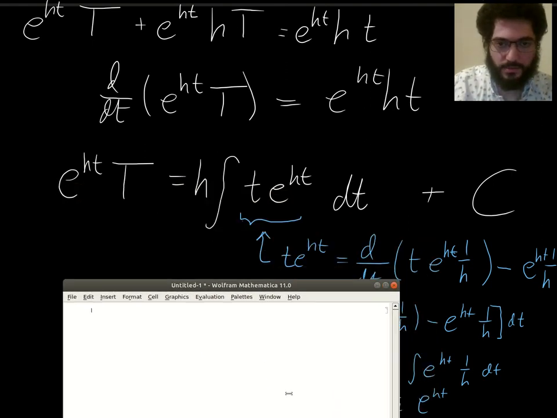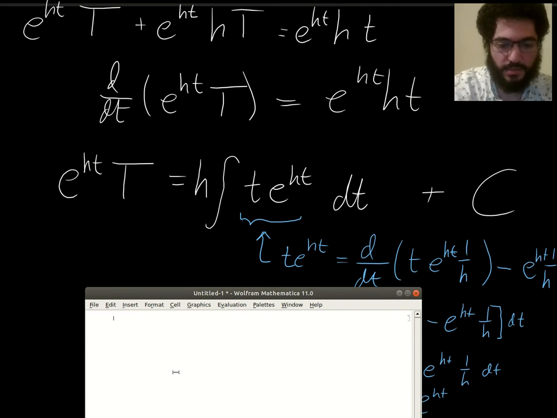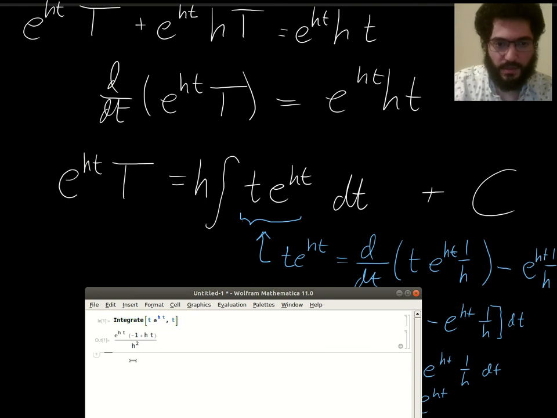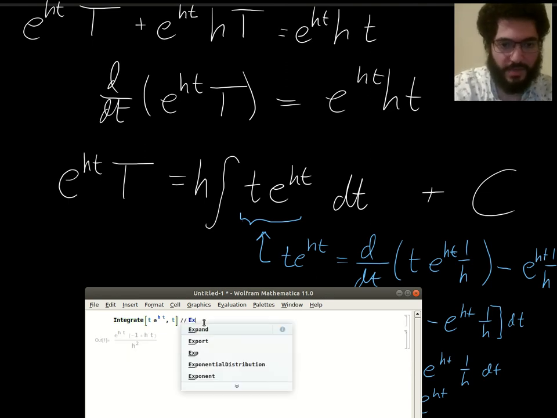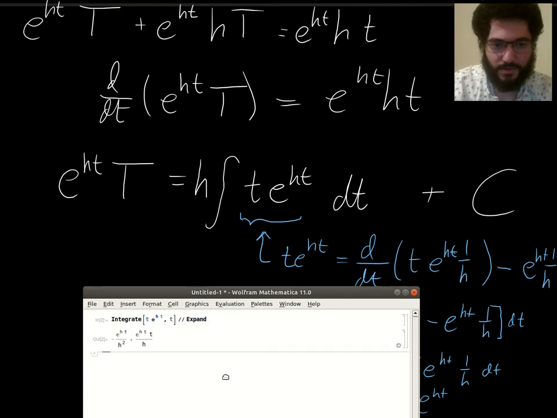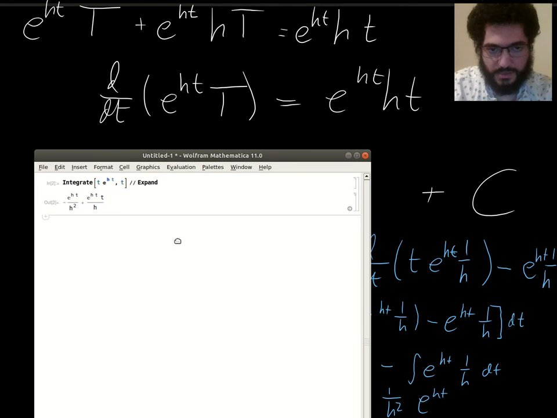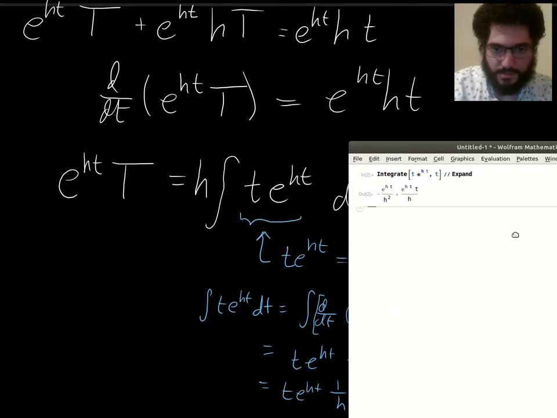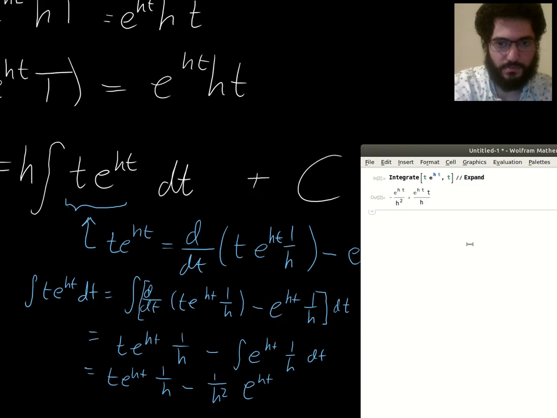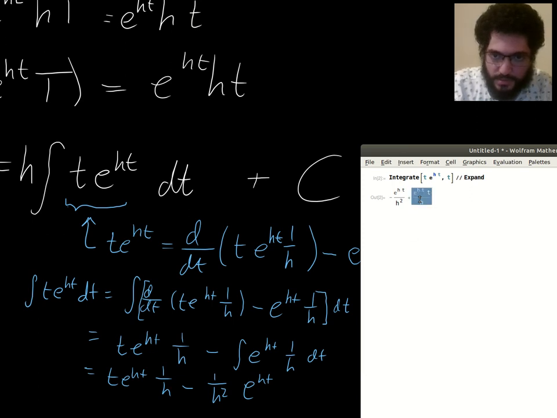Okay, here we are. So I'm integrating t e to the ht with respect to t. And let me expand that so it looks more like what I've written. So let's see. Trying to put everything on screen at once. Here, I've got t e to the ht over h, that's this term, minus e to the ht over h squared. Ah, good.